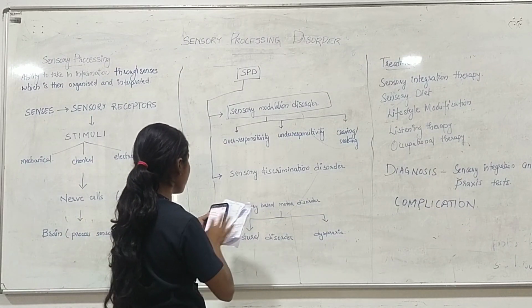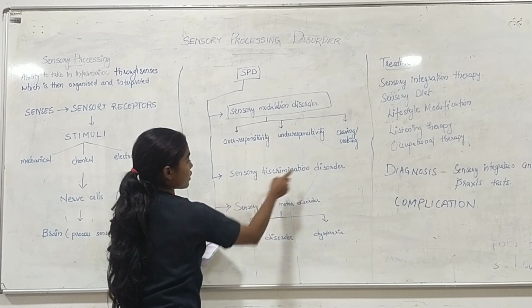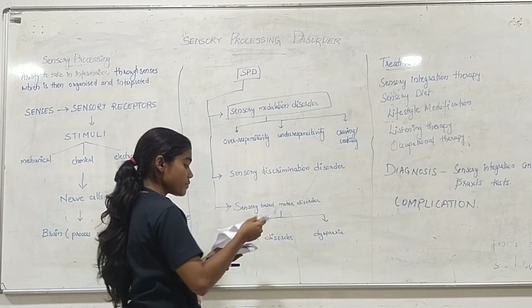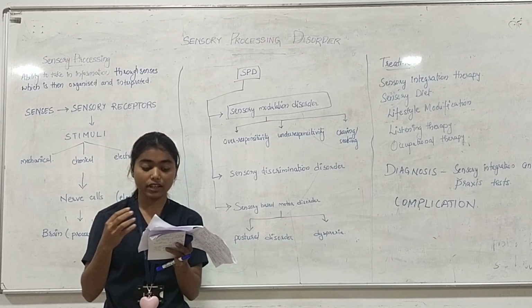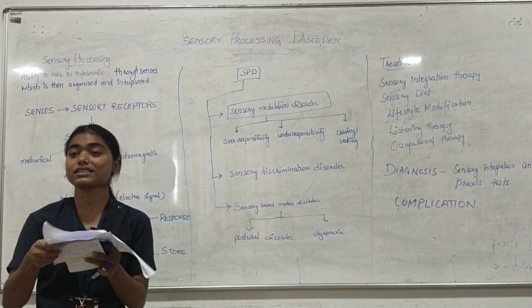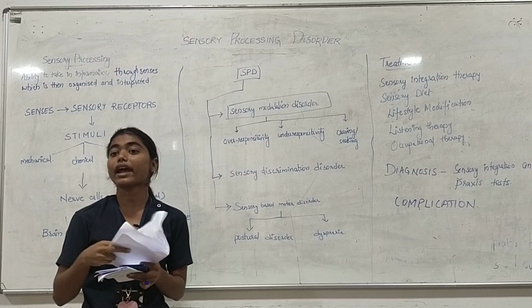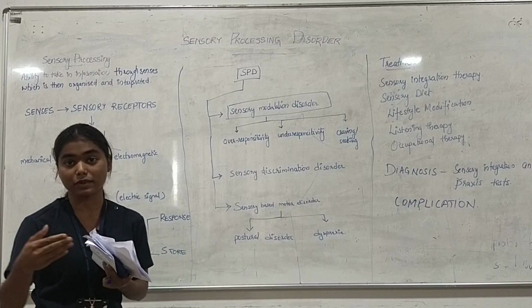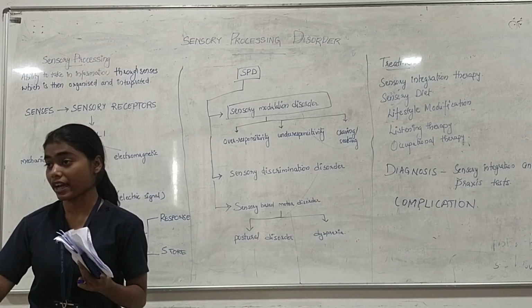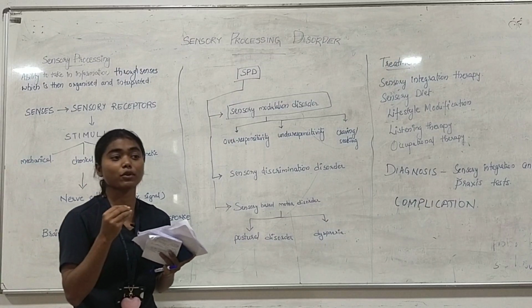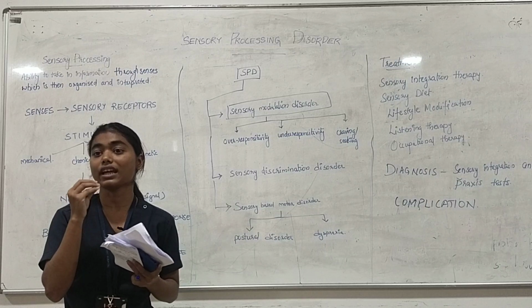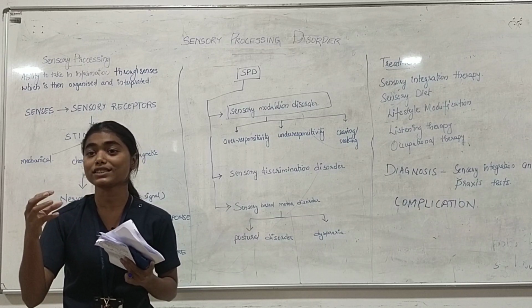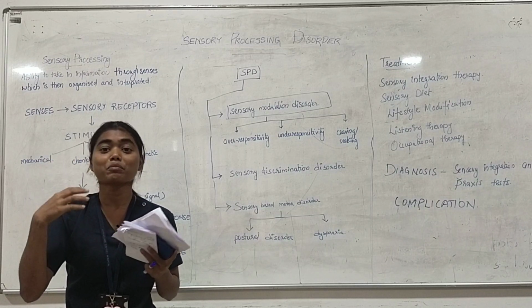Then coming to sensory discrimination disorder. This basically involves all the senses: visual, auditory, tactile, taste, smell. Different SPD patients have different kinds of reactions to it. Some of them will have a specific taste problem, so they cannot taste certain food. If it's too spicy, their eyes will be watering, but they can't recognize it.